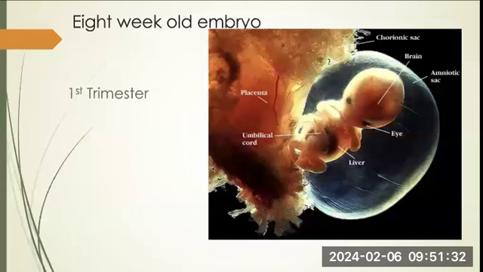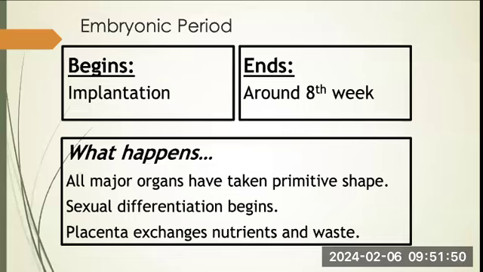Okay. So this is a picture of an 8-week-old embryo. And a lot of times at 8 weeks, mom knows she's pregnant. That's why this is the start of that first trimester. Okay, so the embryonic period begins at implantation, usually about day 10, and ends around the 8th week. What happens? All major organs have taken primitive shape, sexual differentiation starts, and the placenta exchanges nutrients and waste.